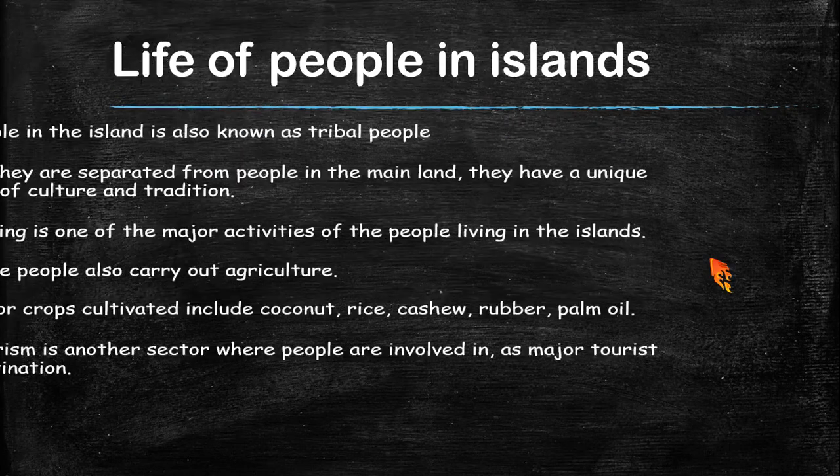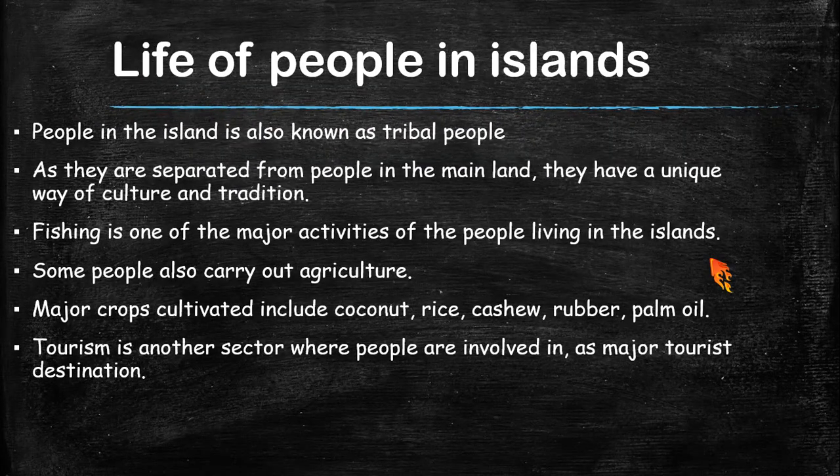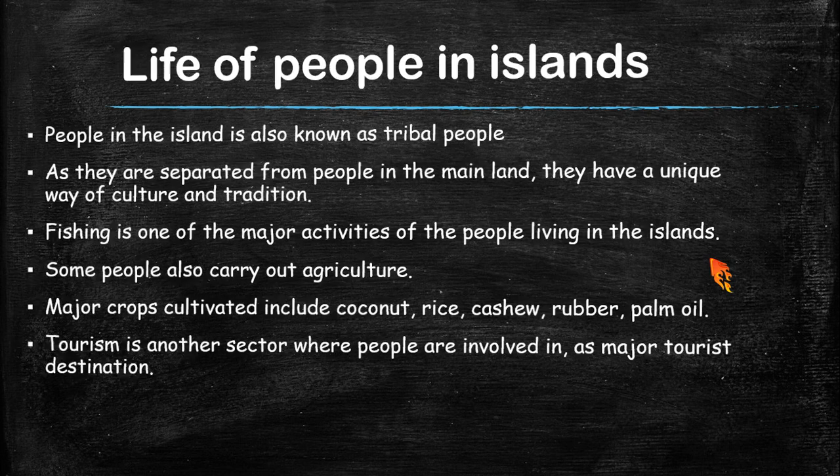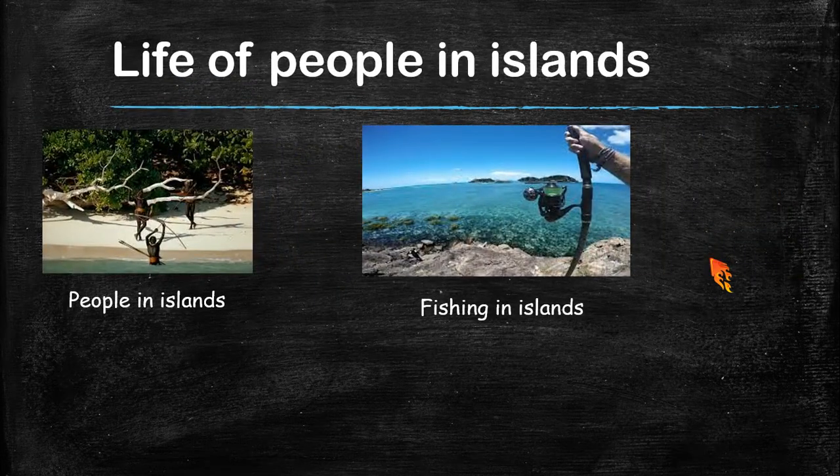Life of people in islands. People in islands are also known as tribal people. They are separated from the mainland, so they have a unique way of culture and traditions. Fishing is one of the major activities of the people living in the islands. Some of the people also carry out agriculture. Major crops cultivated include coconuts, rice, cashews, rubber, and palm oil. Tourism is another sector where people are involved, as a major tourist destination. So these are the people who live in islands and fishing in islands.